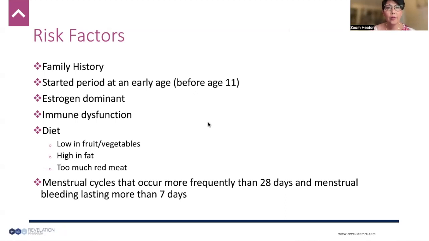Patients with endometriosis have suppressed natural killer cell activity in their peritoneal fluid. And usually they have higher levels of IgG and IgM. And they have reduced clearance of endometrial cells due to a decreased natural killer cell activity or decreased macrophage activity. Diet that's low in fruit and vegetables, diets high in fat or too much red meat, menstrual cycles that occur more frequently than 28 days, and menstrual bleeding that lasts more than 7 days.